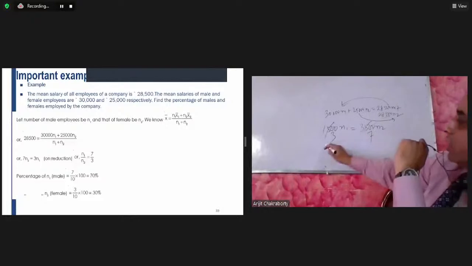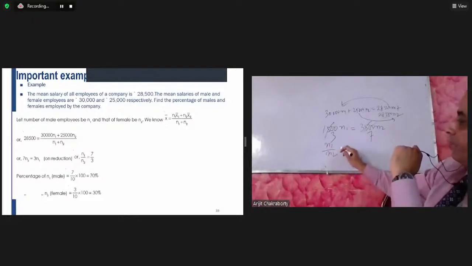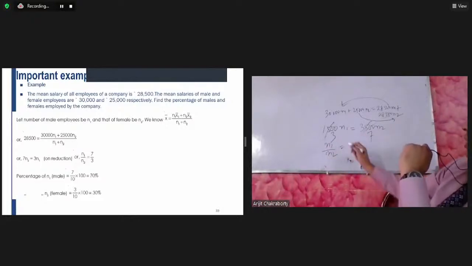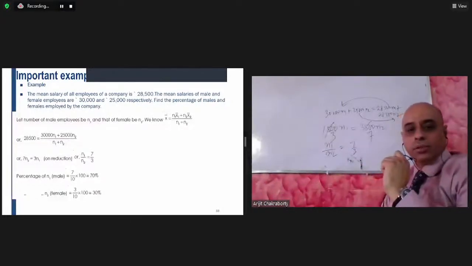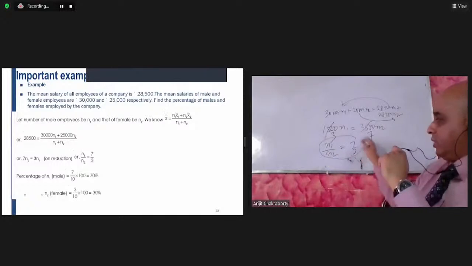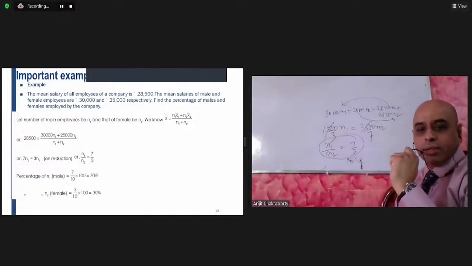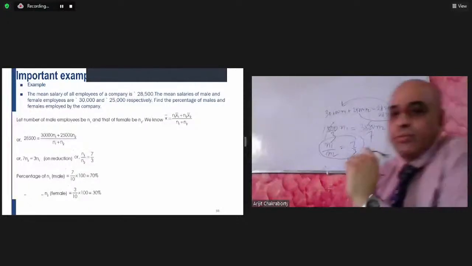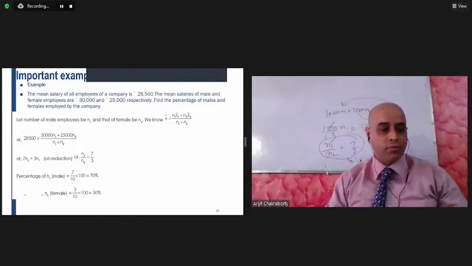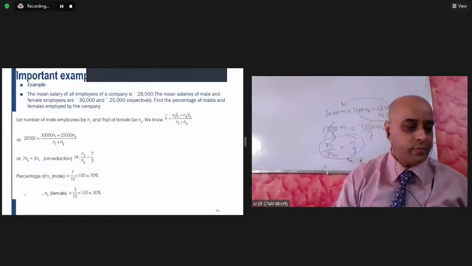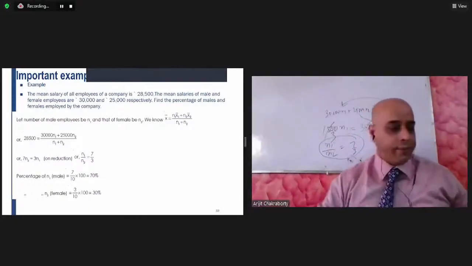So I can write N1 by N2 is equal to 7 by 3. So we have got the answer 7 by 3. You can see, which is given in the slide also. That means the percentage of male is 70% and the percentage of females is 30%. 70-30 ratio of male and female.